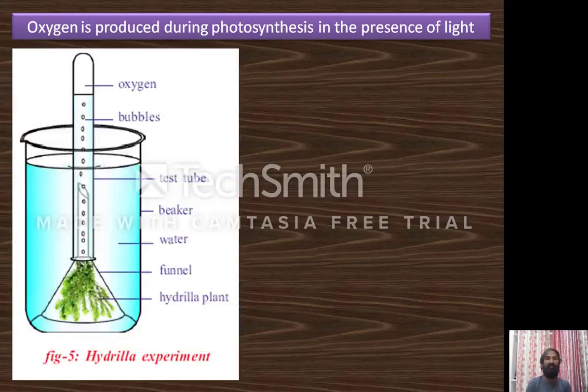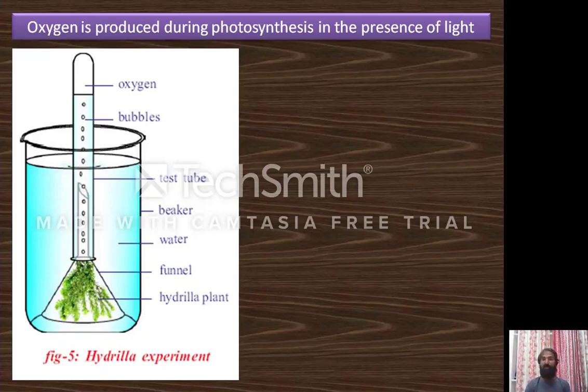So you see the picture. The next step for the experiment is the material required. What is the material required here? One is a test tube, second is a beaker, third is water, fourth is a funnel, and fifth is a hydrilla plant. Instead of hydrilla plants, we can also use Elodea plant.